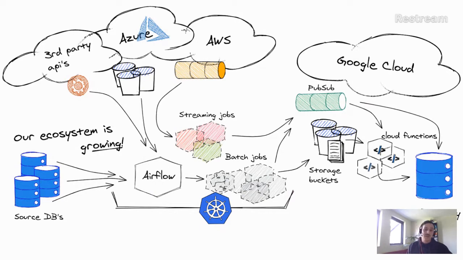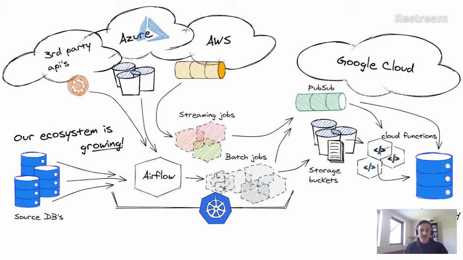We were now doing batch jobs. We were orchestrating streaming jobs. We were talking to all kinds of different cloud interfaces. We were moving data to PubSub. We were moving data to storage buckets. We were pulling data from multiple cloud environments as well, from Azure, from AWS, from other third-party APIs. And this meant that our base was expanding.